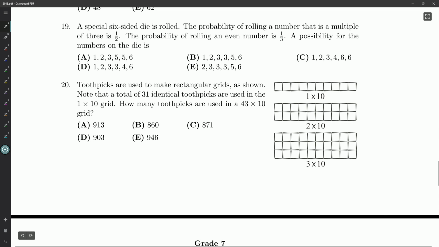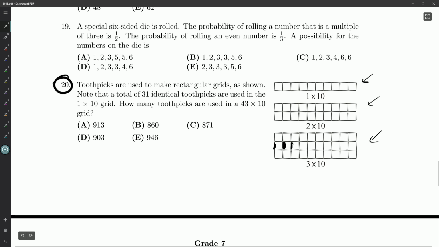In this video, we're looking at question 20 on our grade 7 Gauss, which means we have reached the end of part B of our contest. Alright, what have we got here? Toothpicks are used to make rectangular grids as shown. So we've got a 1x10 grid, 2x10, 3x10, and you can see they have little toothpicks in here.